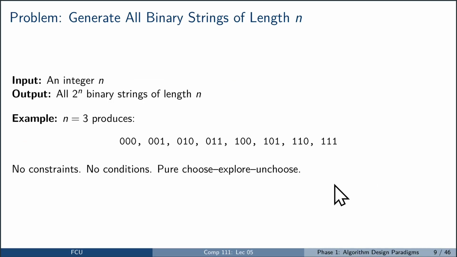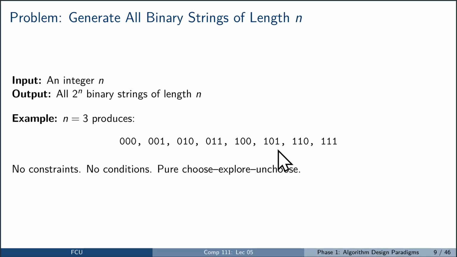This is our first example. It has 0 constraints. And what do we mean by constraints? We will take a look at that very shortly. The problem is that we are given an integer n, and we need to generate all possible 2 to the n binary strings of length n. So if n is 3, there are 2 to the 3, 8 possible binary strings, as you can see listed on the screen here. And there are no constraints. We just pick either 0 or 1 for each slot, and there is nothing stopping us from doing that.